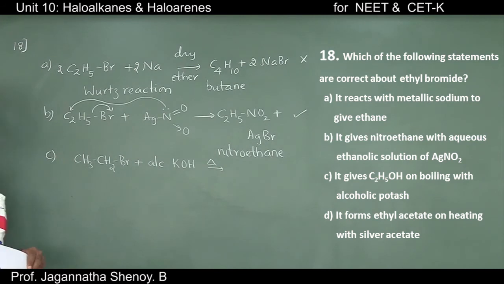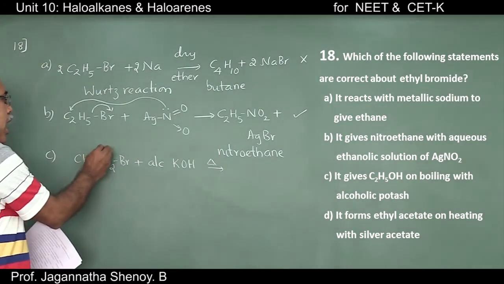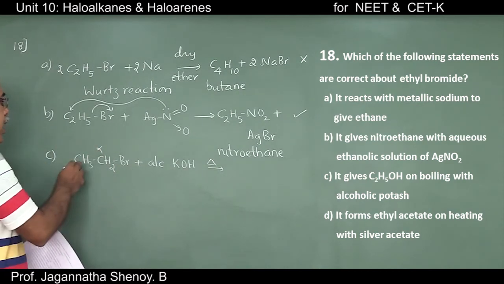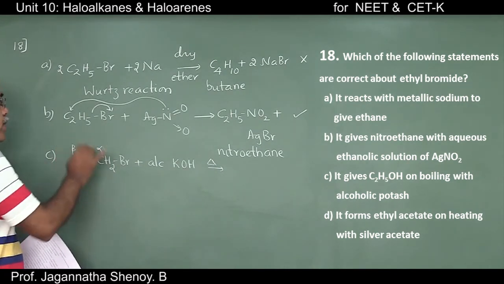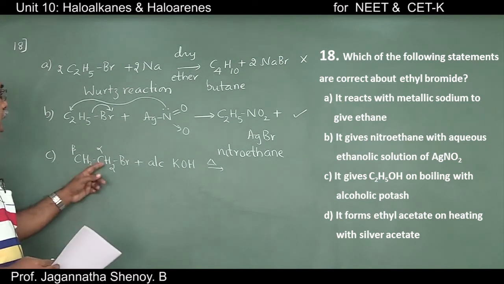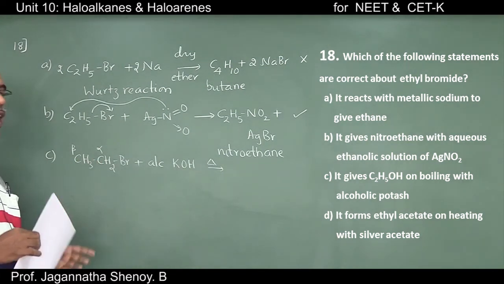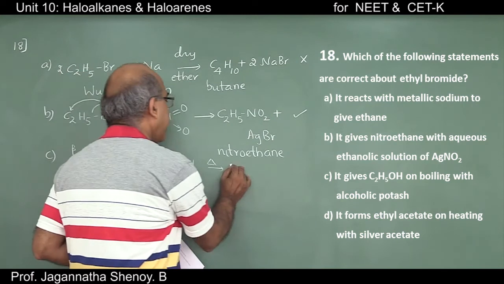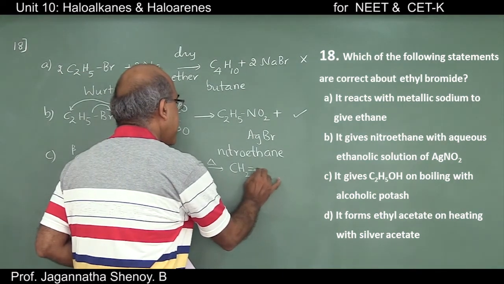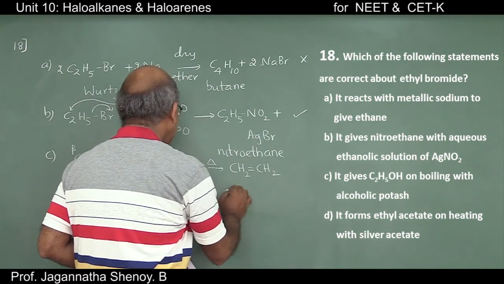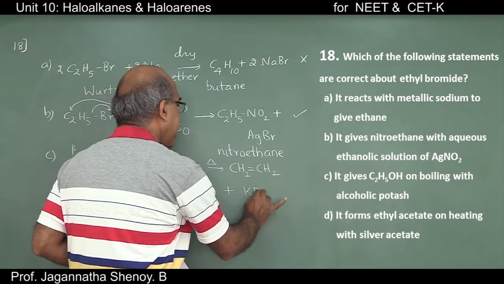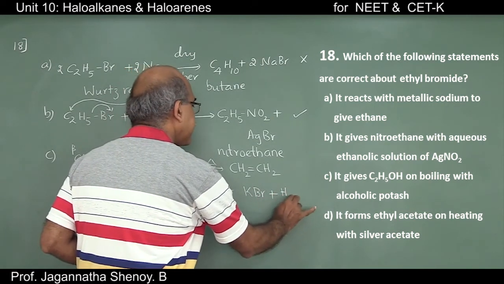So, which type of reaction do you expect? Dehydrohalogenation. So, halogen must go from the alpha carbon atom, hydrogen must go from the beta carbon atom, and in between alpha and beta, what we get is a double bond. So, the product formed in this case must be ethene in addition to potassium bromide and water.